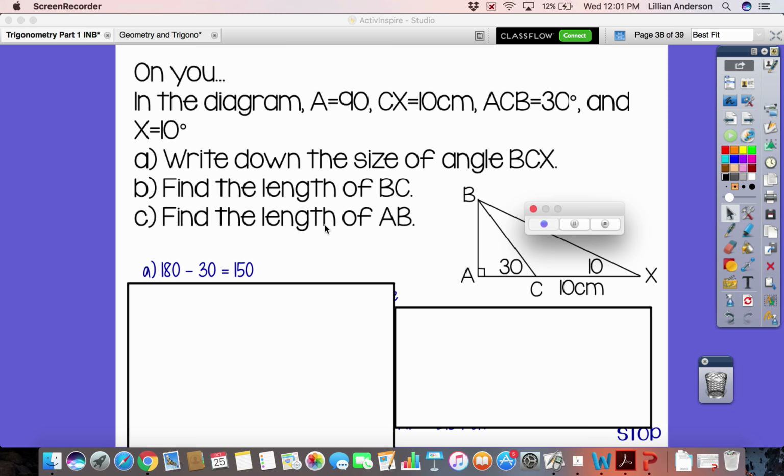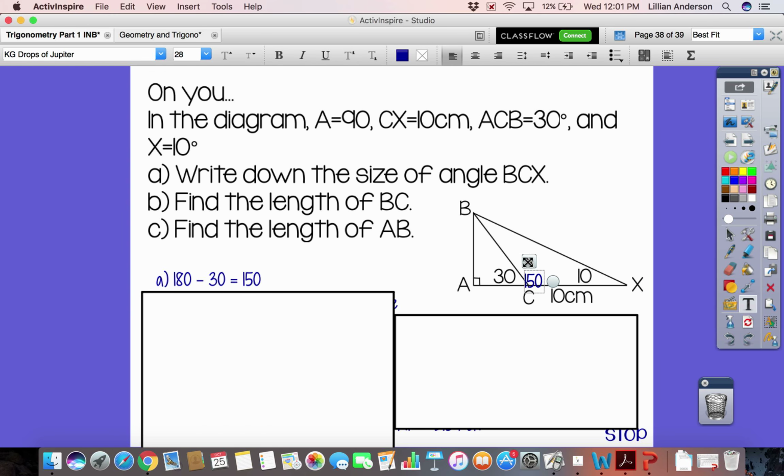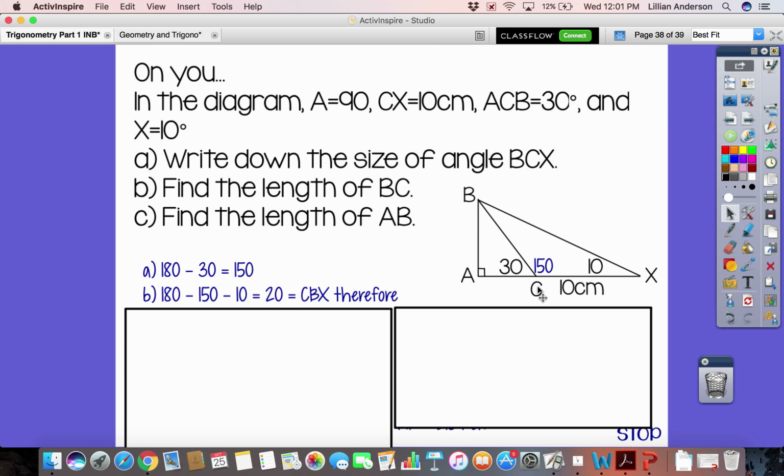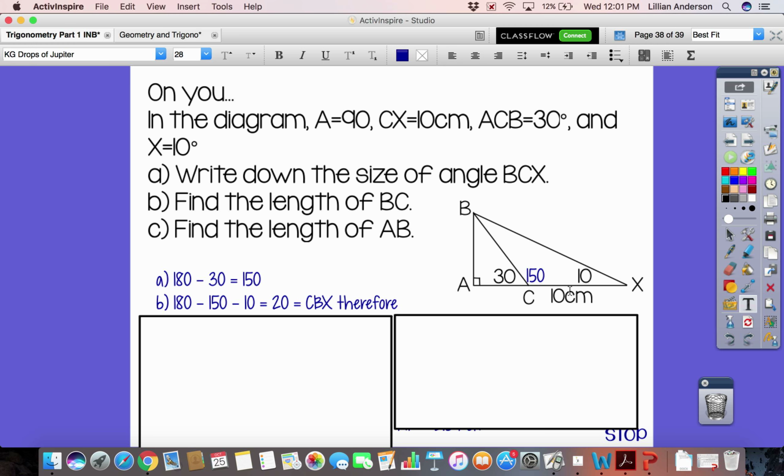Now we need to find the size of BCX because in order to find part B, which was side length BC, we needed to know what that angle was. So we know that this is 150. Now, in order to find side BC, we can use the sine rule because we have two angles and a side. This is definitely sine rule, and this is definitely not a 90-degree triangle. So we need to find angle CBX in order to use the fact that this side over here is 10 centimeters. We'll subtract 150 and 10 from 180 to get that angle CBX is 20.